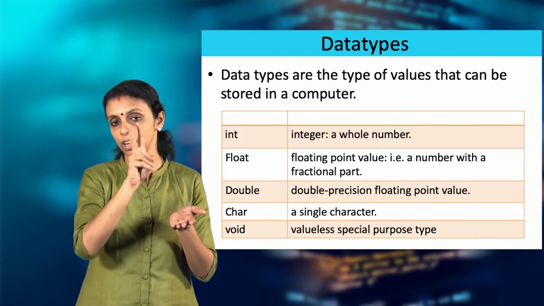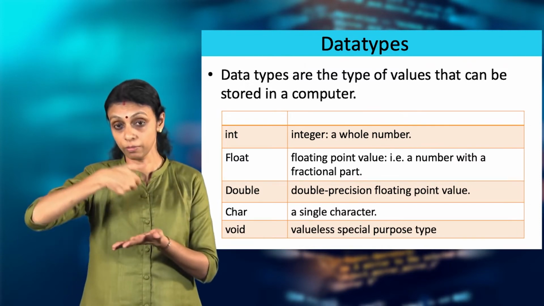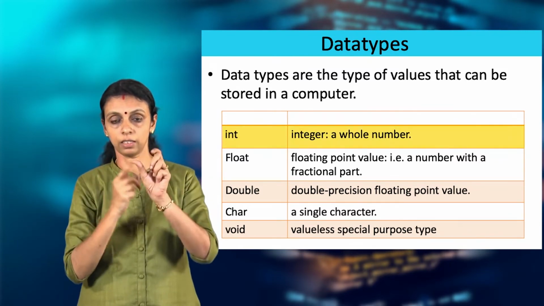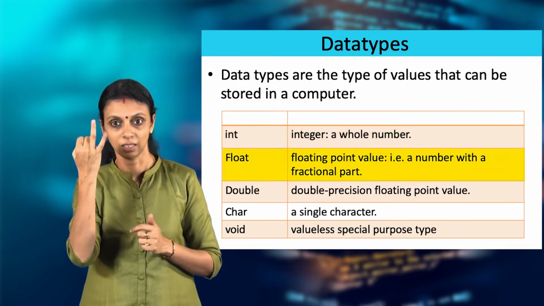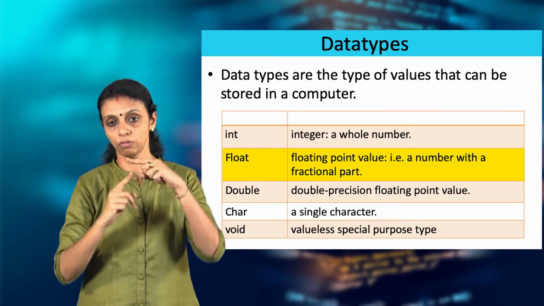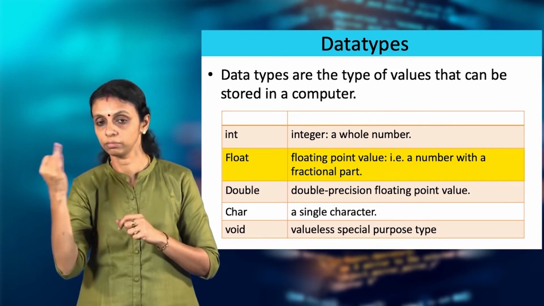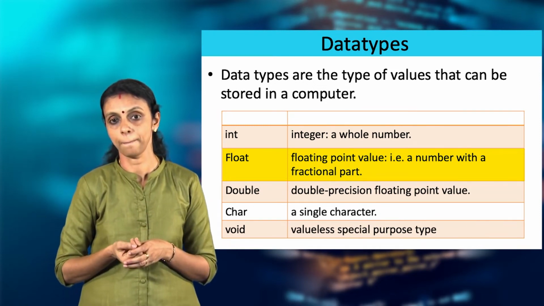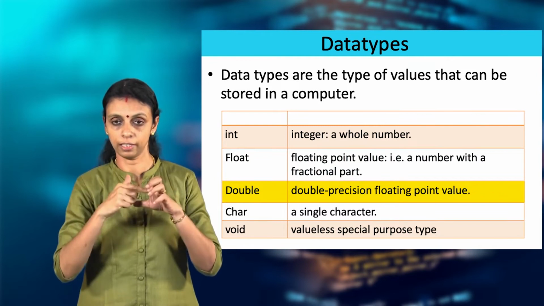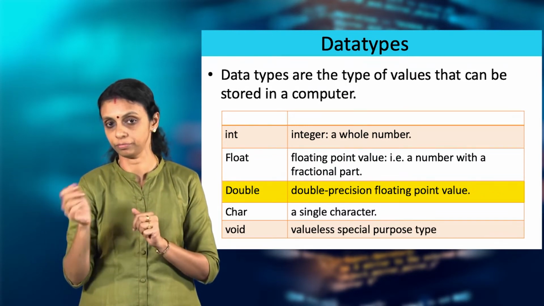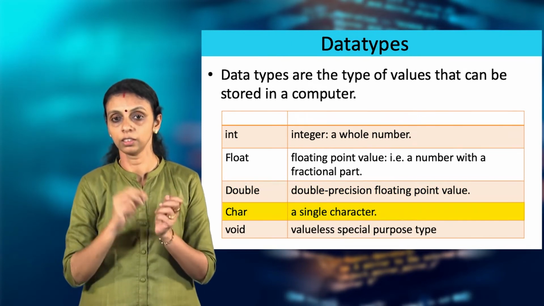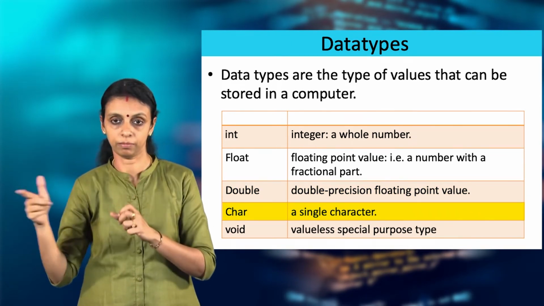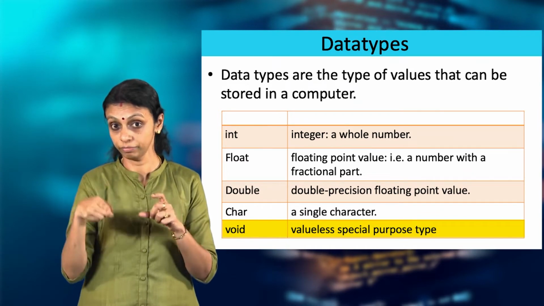There are 5 basic data types associated with variables: int, integer; float, to store a floating point value, that is a number with a decimal part; double, a double precision floating point value; char, a single character; void, a special valueless type.